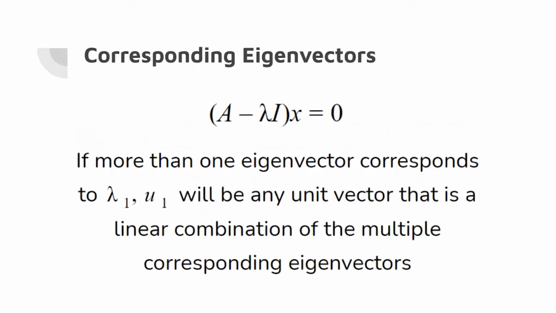In the case where more than one linearly independent eigenvector corresponds to the maximum, u1 can be any unit vector that is a linear combination of the multiple corresponding eigenvectors. Let's look at an example.